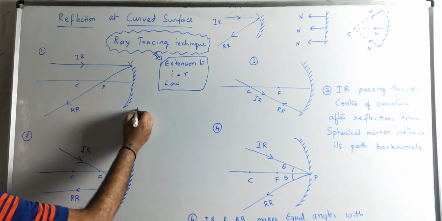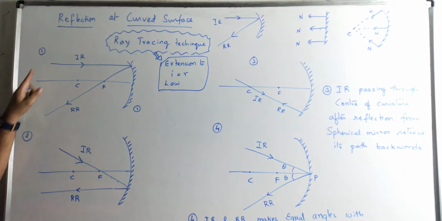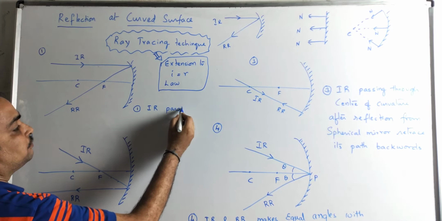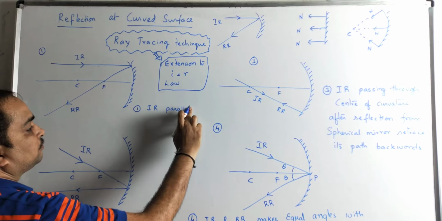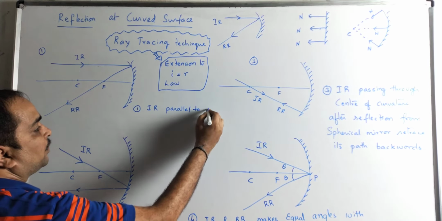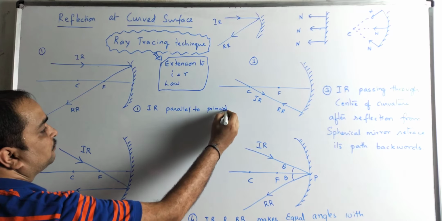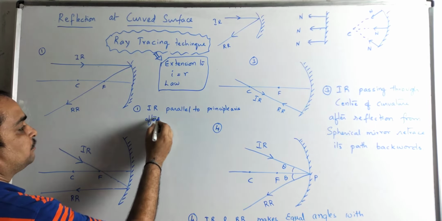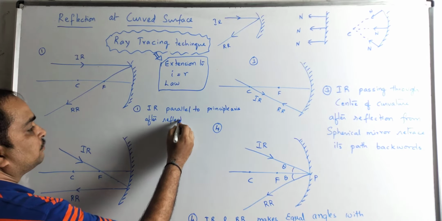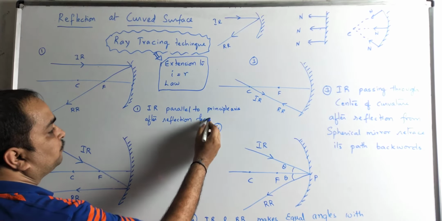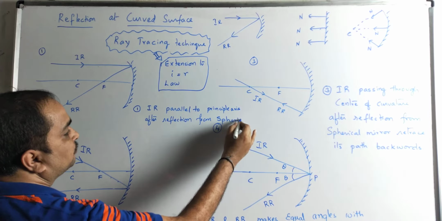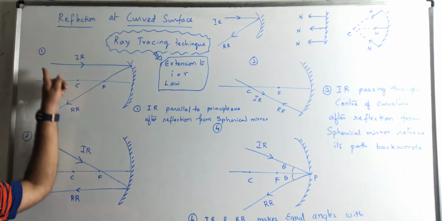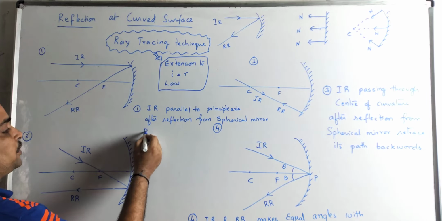What is this? First one. Incident ray parallel to principal axis after reflection from spherical mirror passes through focus.